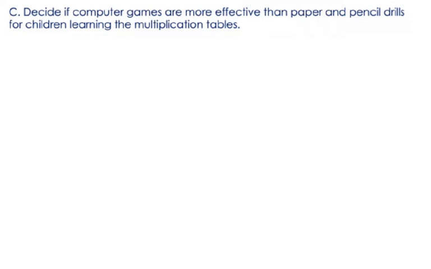C. Decide if computer games are more effective than paper and pencil drills for children learning the multiplication tables. So you can think about this one. And 1, 2, 3. Alright, so really anything you put here is fine. So you could design your own experiment. Make sure you include random selection and addressing possible bias. But really, as long as you write something down, it makes sense, it's complete sentences, it's going to work here. Alright, so let me know if you have any questions.